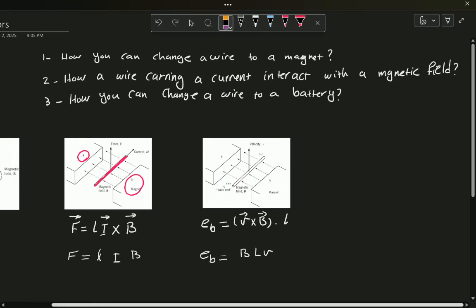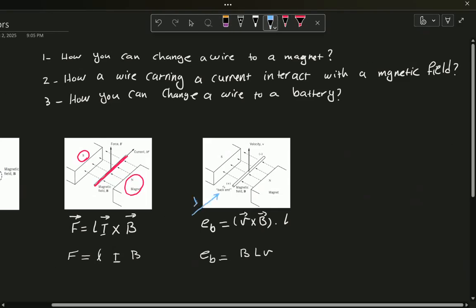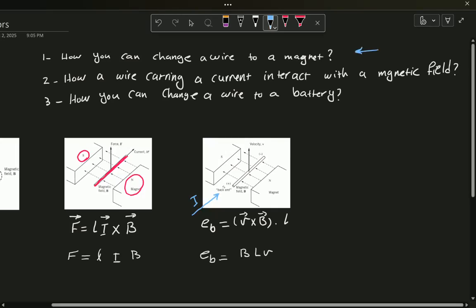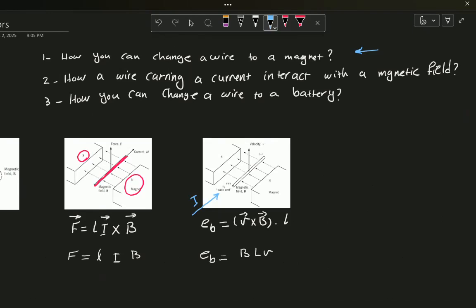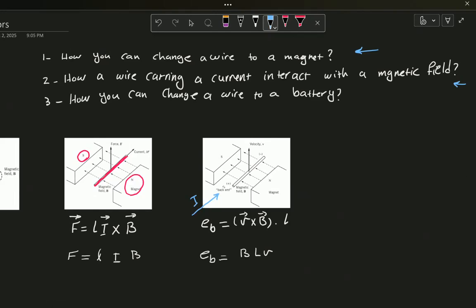Imagine that your wire had an existing current, in the way that I showed you in the blue. Law one says that if you have an existing current, then you change that wire into a magnet. And law two says that now you have two magnets adjacent to each other, which are the existing magnetic field and the wire with the current. These two are going to apply some force on each other.